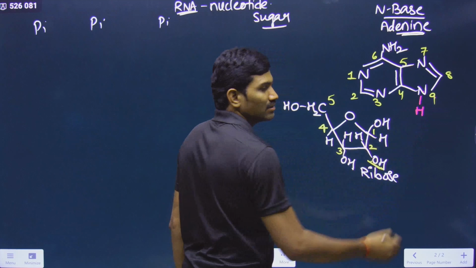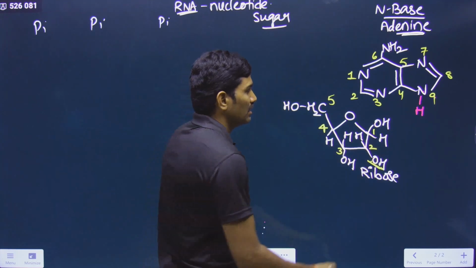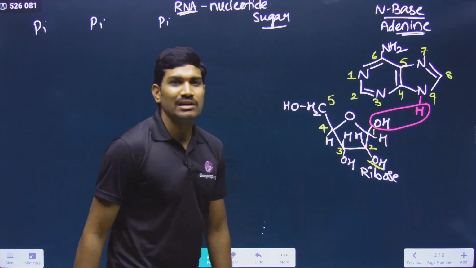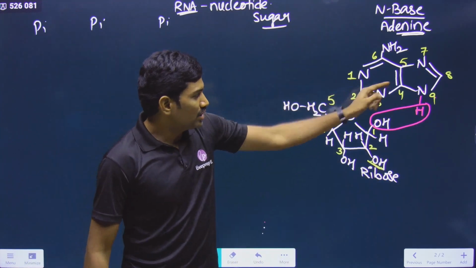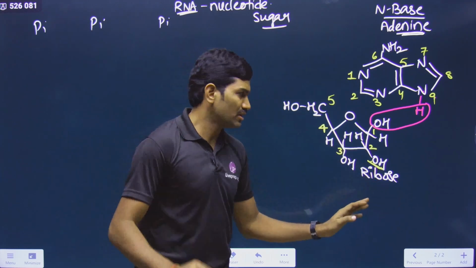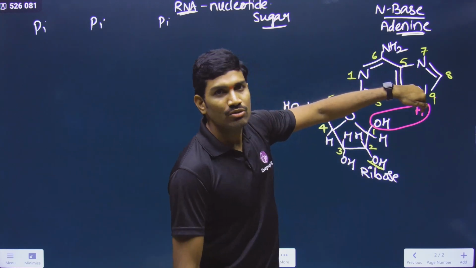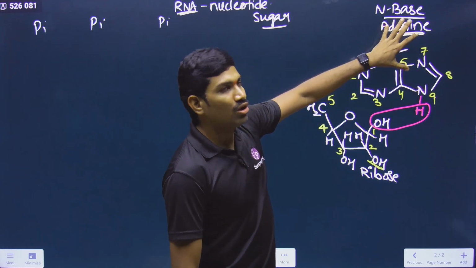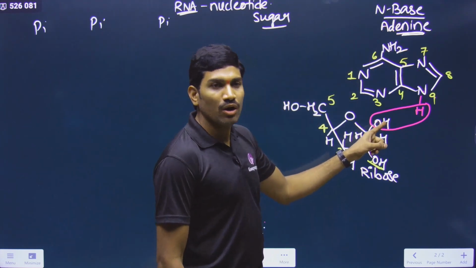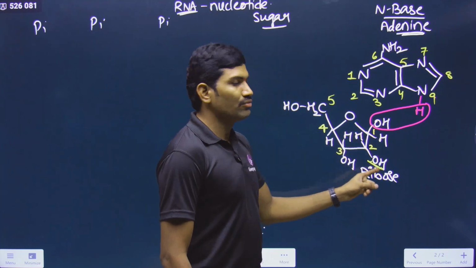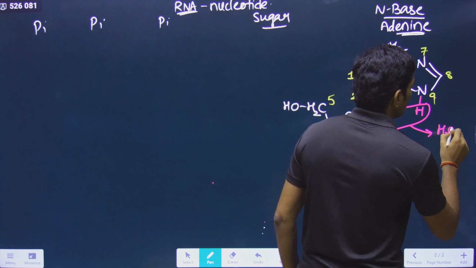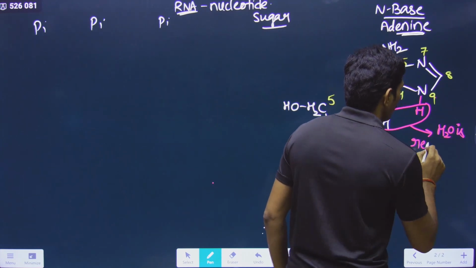Hydrogen of N9 of the nitrogenous base is removed along with the OH group of the first carbon of the sugar, whether it is ribose or 2-deoxyribose. Observe this carefully: the hydrogen of N9 of the nitrogenous base, that is the purine, and the OH group of the first carbon of the sugar are removed as a water molecule. H2O is removed.